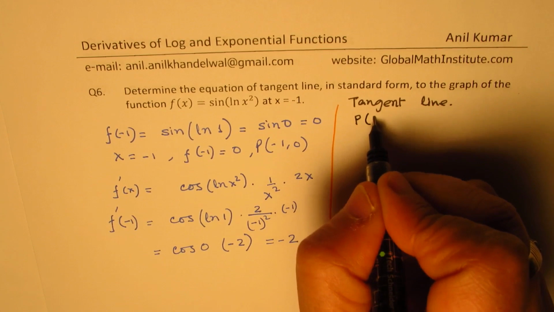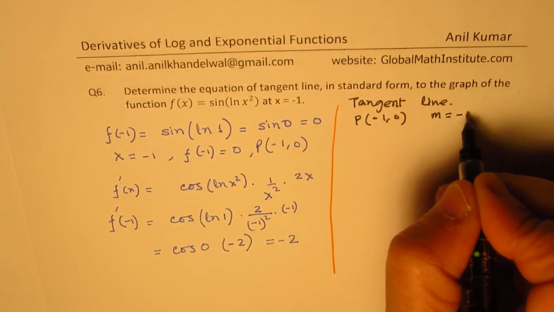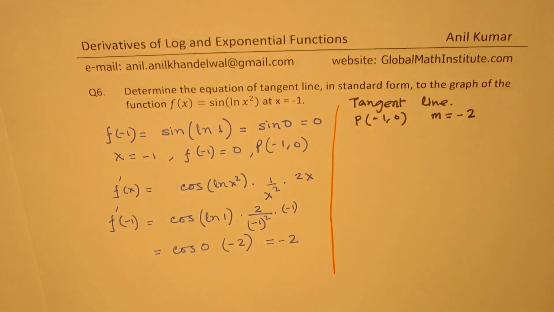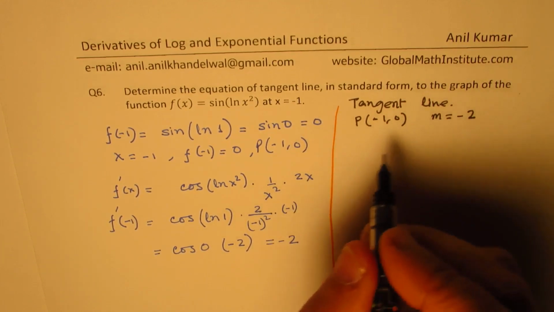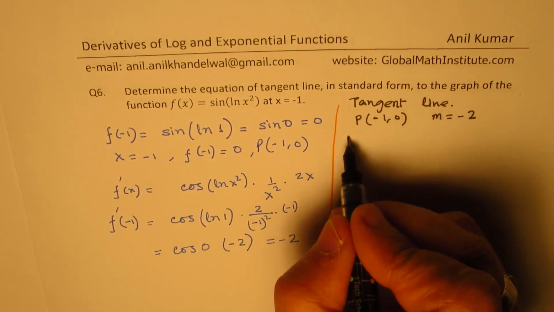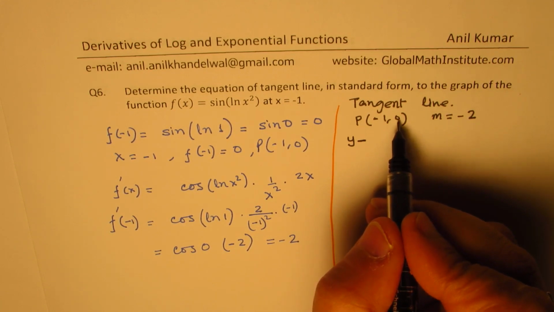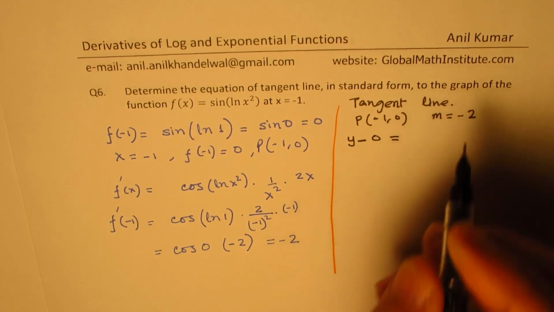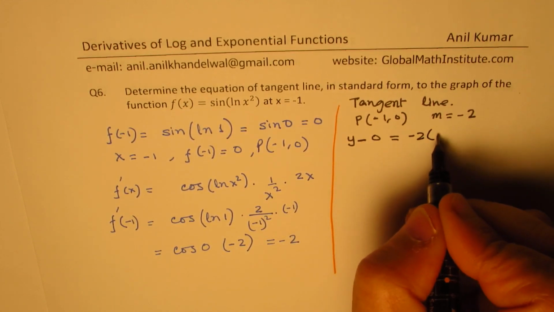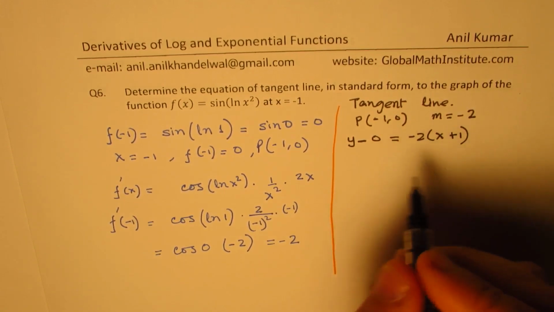So we have a point which is (-1, 0), and we have the slope which is -2. We have to write the equation in standard form, right? So you can say y minus y1, y minus 0 is equal to the slope -2 times (x minus (-1)). That is how we can get our equation.